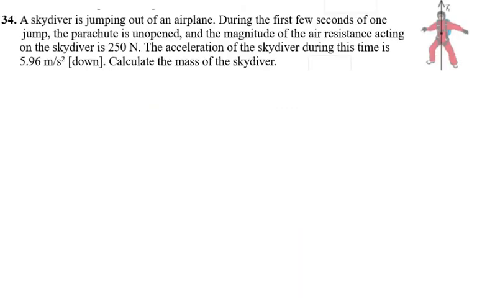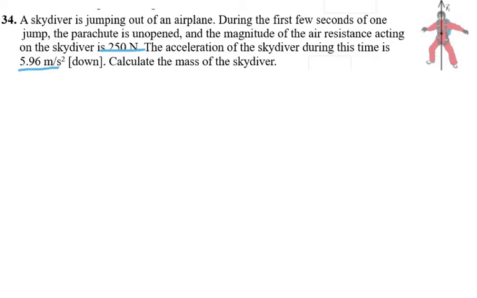In this question, they say that a skydiver is jumping out of a plane. During the first few seconds of one jump, the parachute is unopened, and the magnitude of the air resistance acting on the skydiver is 250 newtons. So that information is given. And then the acceleration of the skydiver during this time is 5.96 meters per second squared. And they ask you to calculate the mass of the skydiver.